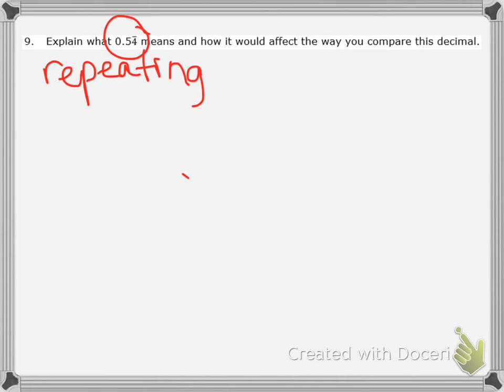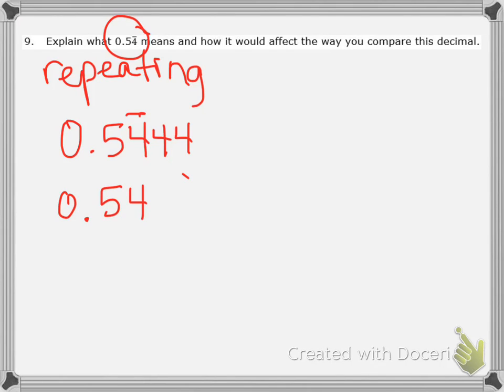Okay? A repeating decimal means that it is actually going to keep going, like this 4 is what's going. As opposed to, let's say I just had the number 54/100 without the repeating sign, and I wanted to compare these, I would add a 0 at the end as placeholders. So that is the difference with how it would affect it.